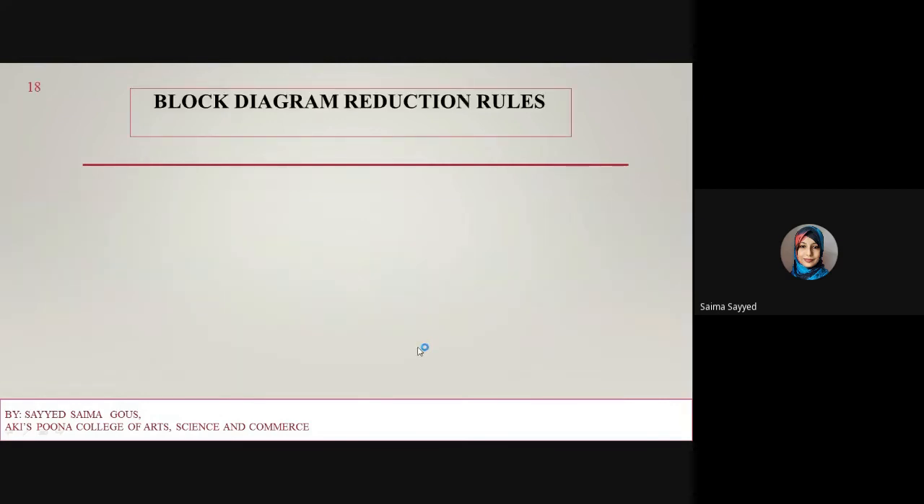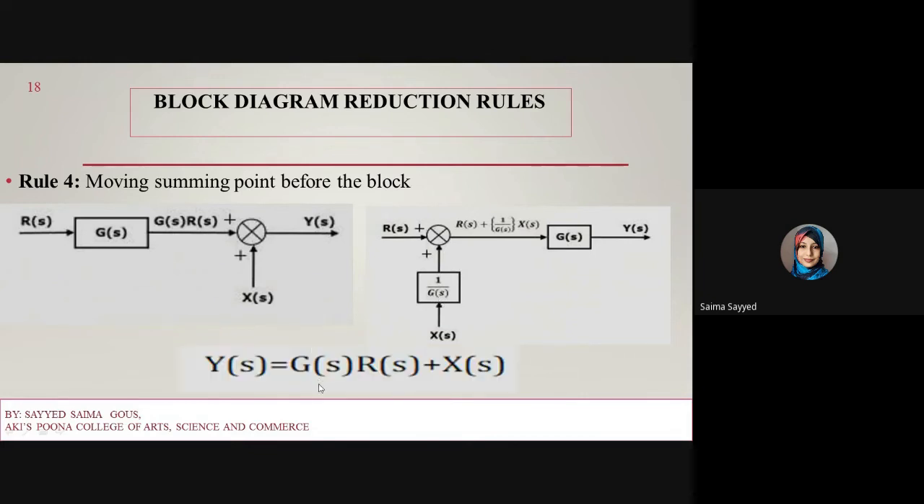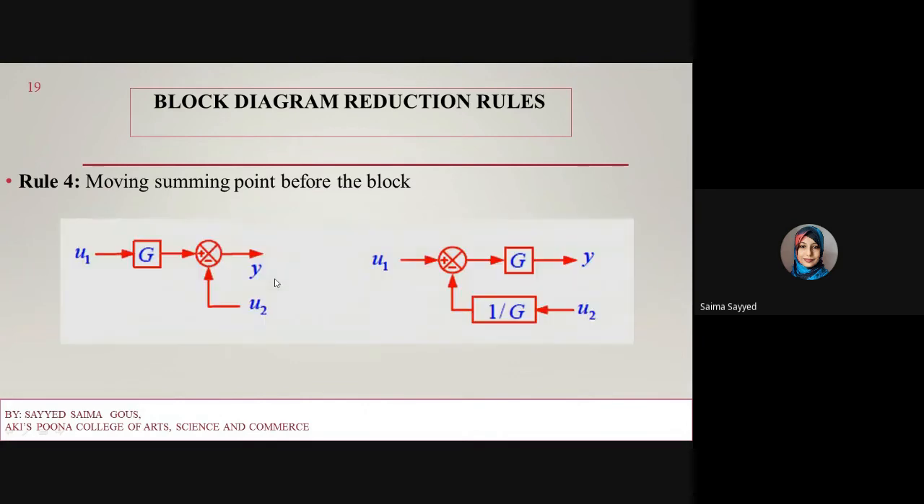So to move the summing point before the block, we have to add one block, that is of 1 upon G(s). So the equation will be the same, Y(s) = G(s) R(s) + X(s). Here G(s) gets cancelled and it will become G(s) R(s) + X(s). So to move the summing point before the block, we have to add one block, that is of 1 upon G.